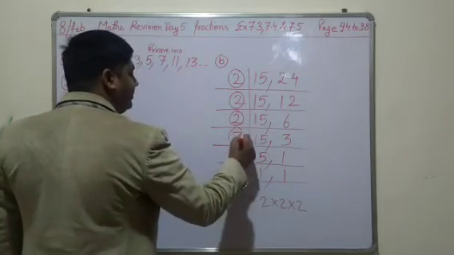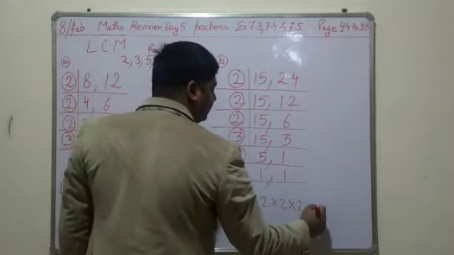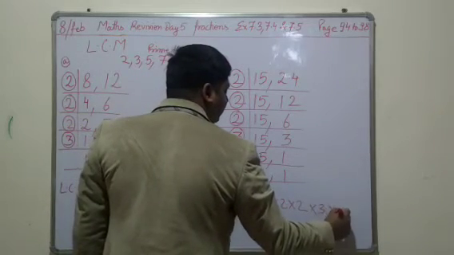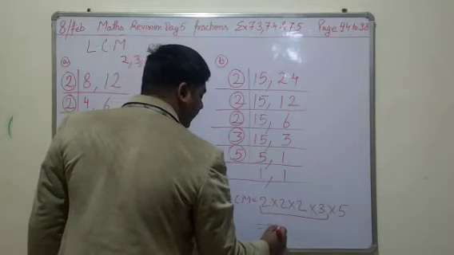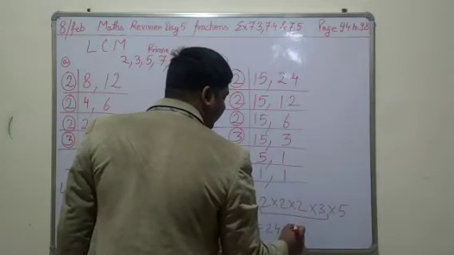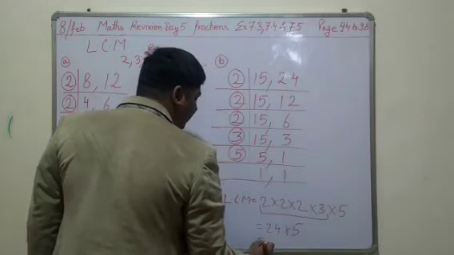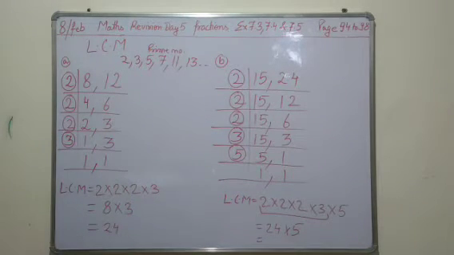Then we will have 3 and 5. अभी हमने इनका मल्टीप्लिकेशन करके देखा है, 24 आया था अभी वाले क्वेश्चन में, and then we will multiply by 5. So this will be our LCM, and this is how we are going to find the LCM. That will help us to find the LCM for the like and unlike fractions.